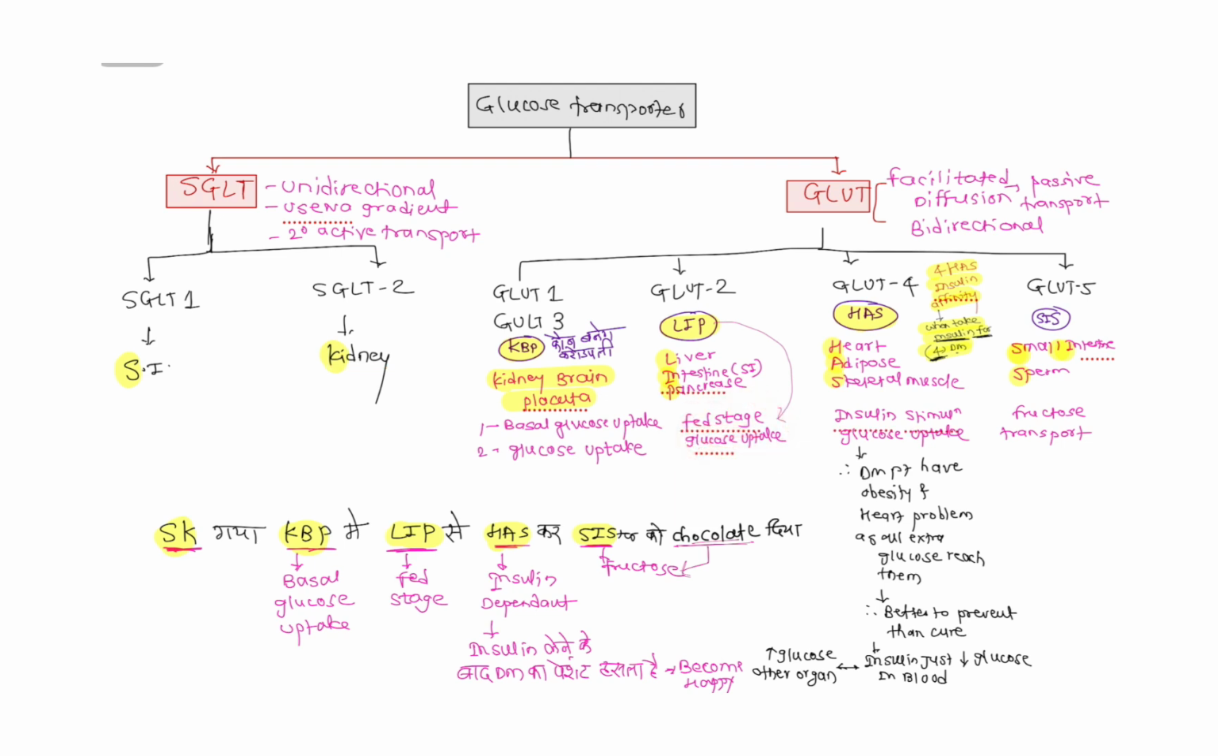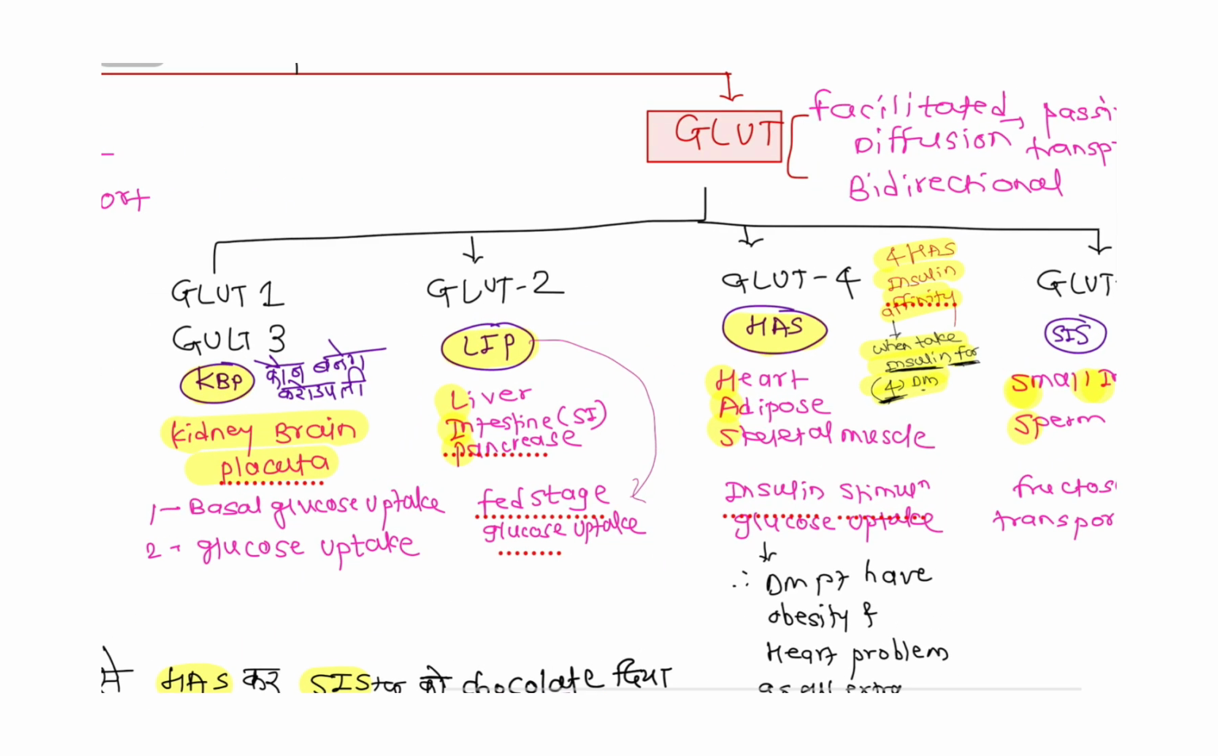That is why these are responsible for glucose uptake in the fed state. Now GLUT4 has insulin affinity. What does that mean? H for heart, A for adipose tissue, S for skeletal muscle. GLUT4 is present in the heart, adipose tissue, and skeletal muscle, and it is responsible for insulin-stimulated glucose uptake. Whatever glucose uptake is stimulated by insulin, that is why.